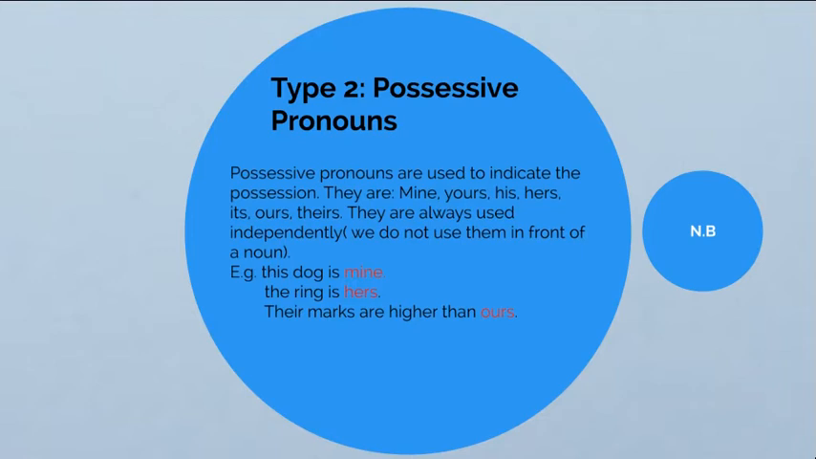They are always used independently. I mean we do not use them in front of a noun. For example, this dog is mine, the ring is hers, their marks are higher than ours.